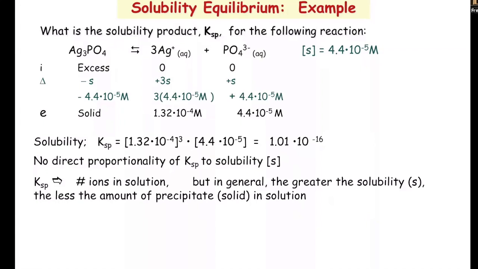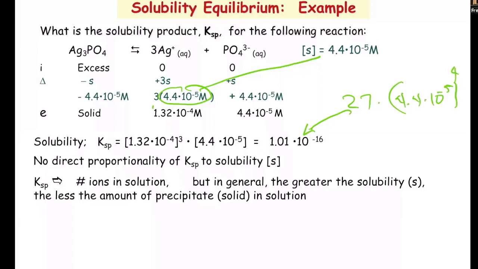Here I substitute S for that, 3S. When I do this, that quantity is 1.01 times 10 to the minus 16. If you do that math, 27 times 4.4 times 10 to the minus 5 to the fourth, that's equal to 1.01 times 10 to the minus 16. It's a big negative number. In other words, the amount of silver phosphate that actually dissolves is very, very small.